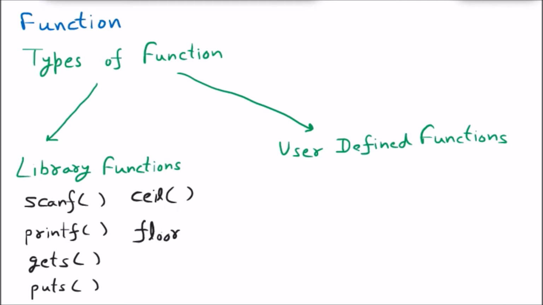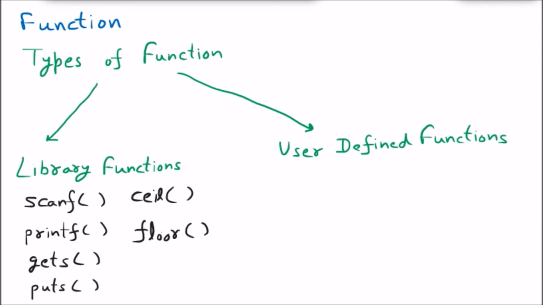Floor. Let us suppose that I am having the value 12.2. Floor will give you the lowest value. That will be 12, because below that, 12 is there. So such types of functions which are already there in the library of the C programming header file are called the library functions. The gets function is used to take in the string.